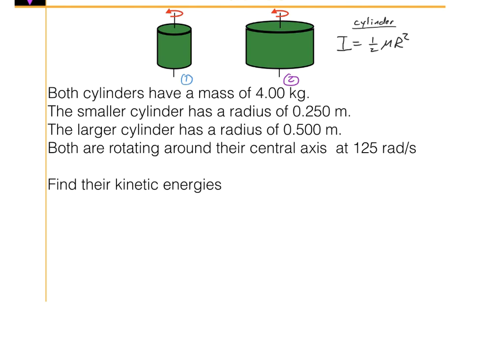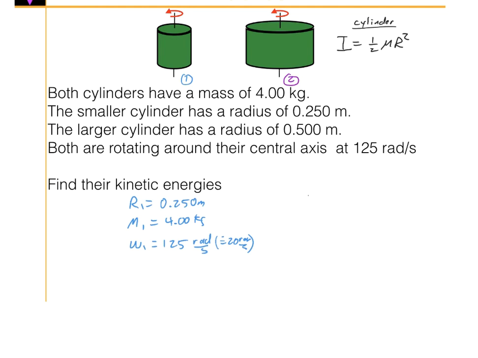So for cylinder 1, we have R1 is 0.250 meters, and cylinder 1 has the same mass as cylinder 2, 4 kilograms, and they are both rotating at the same speed of 125 radians per second. By the way, what does that mean? Well, that's approximately 20 revolutions per second. So it spins all the way around about 20 times per second.